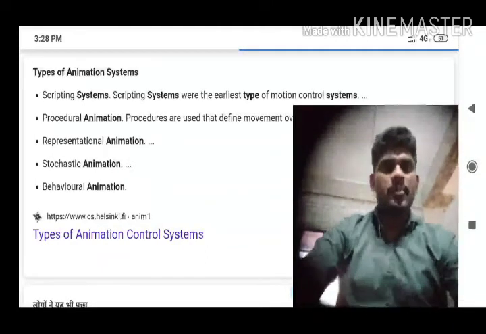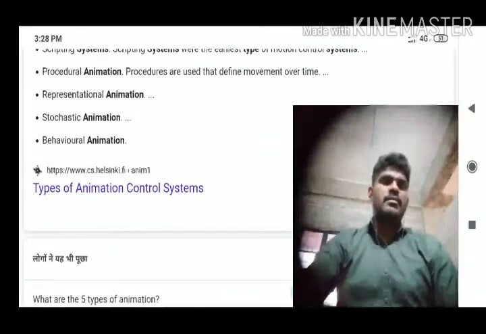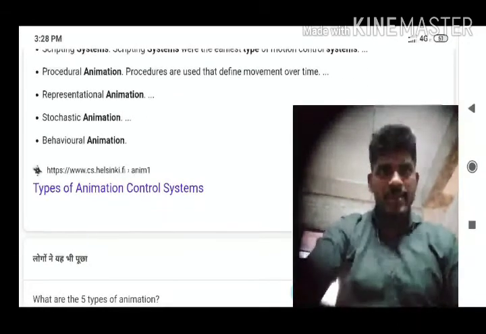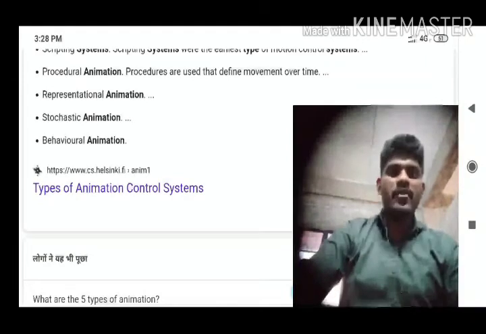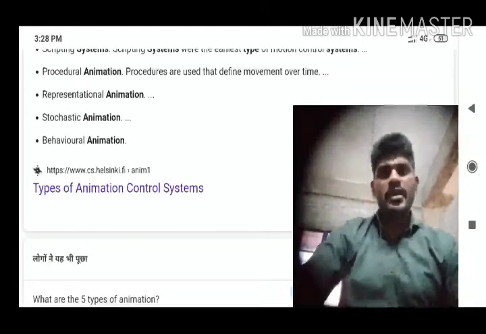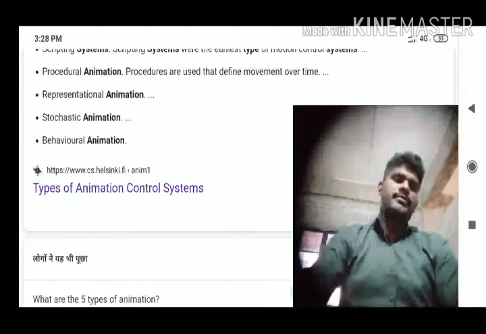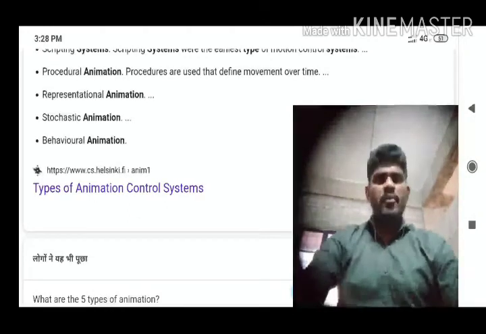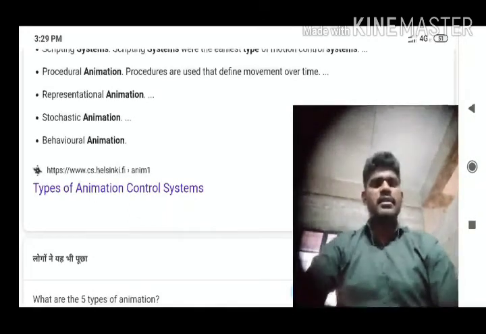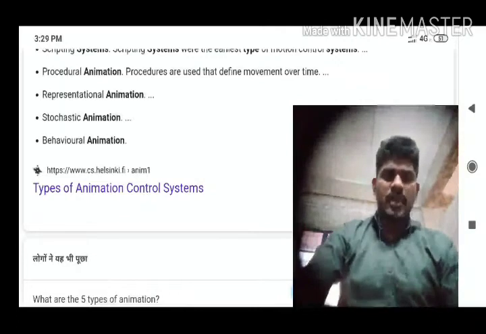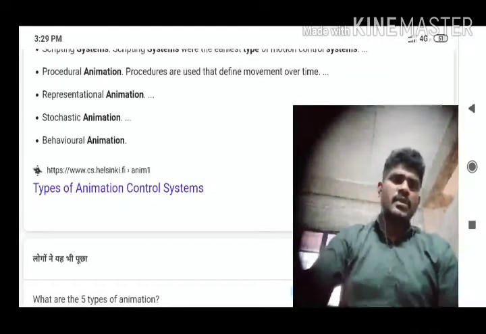The second one is procedural animation. The third one is representational animation. The fourth one is behavioral animation. And the fifth one is stochastic animation. We will see all these animations in a detailed manner, explaining the concepts. Try to understand here.